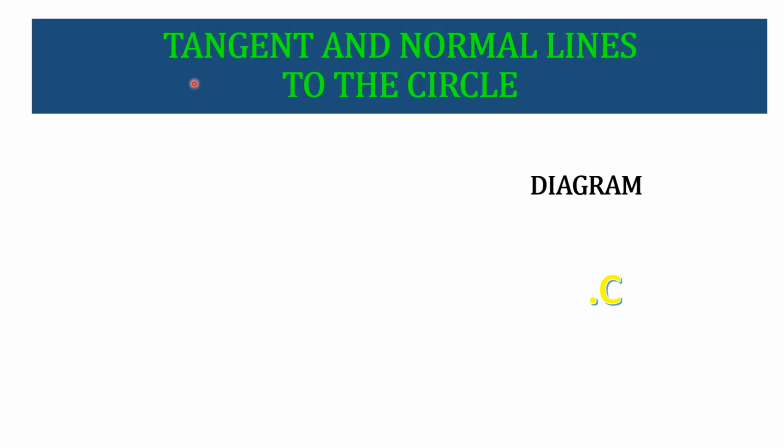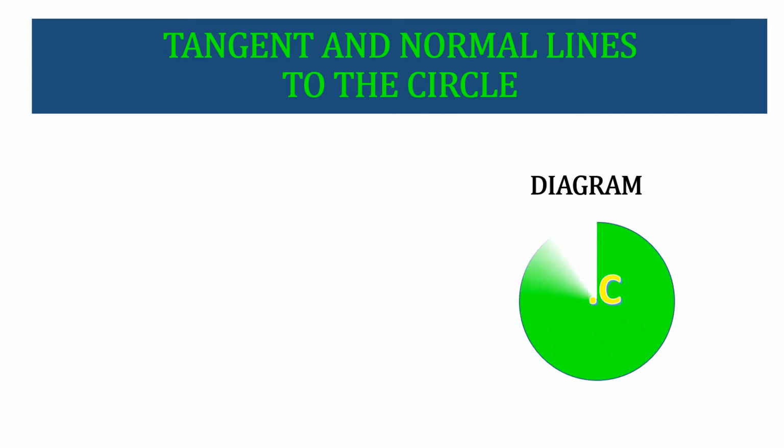Now the first one is tangent and normal lines to the circle. First of all, we observe the diagram. This is the circle and C is the center of the circle. Here we observe that one line is drawn through the circle. Here this line just intersects externally to the circle. So here the line touches the circle at one and only one point. Now here the point is the common point of the circle and the line. So this point is called point of contact and this line is called tangent line.